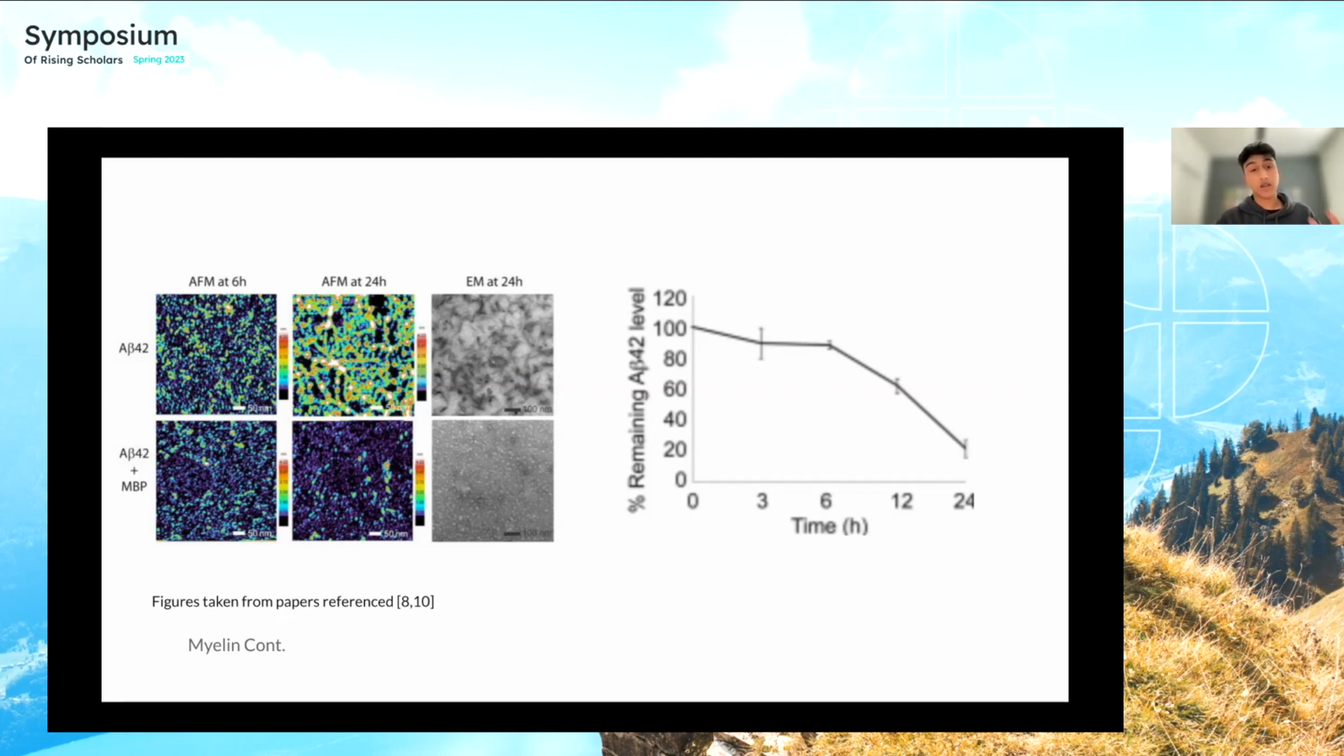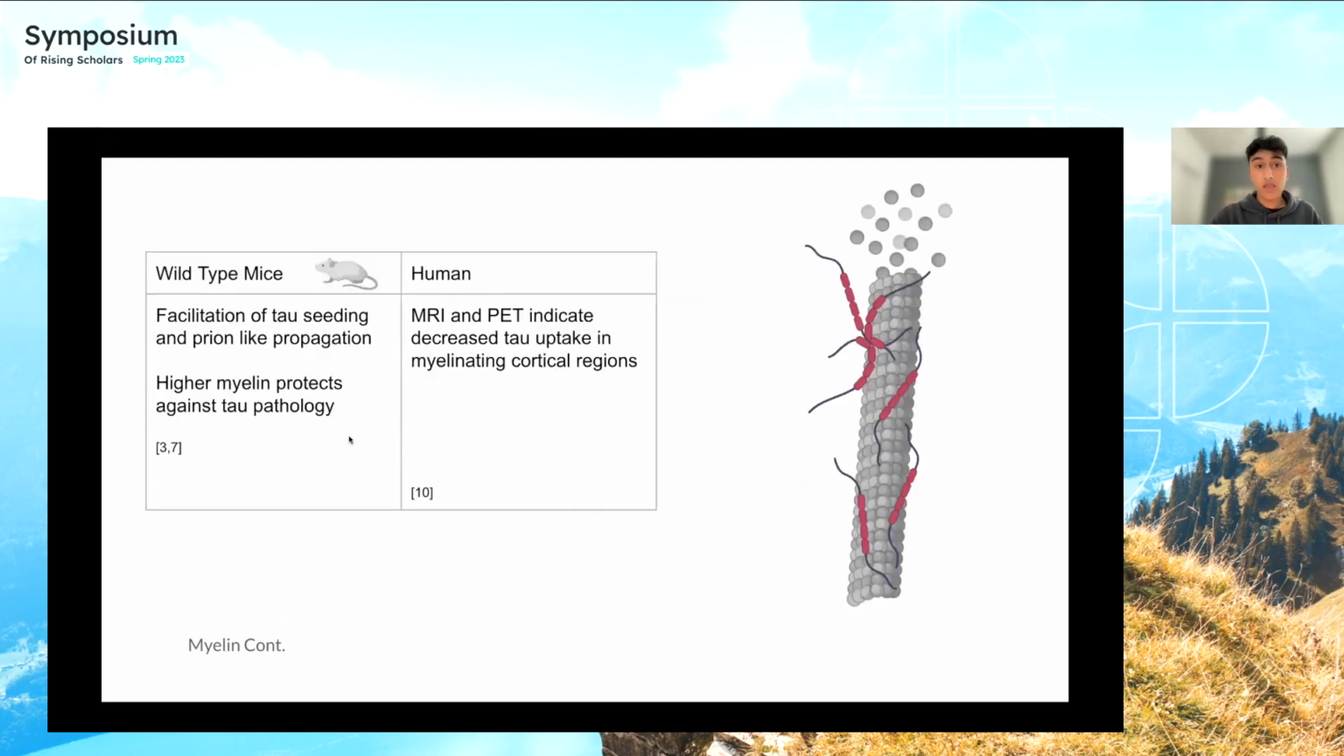However, with myelin breakdown and oligodendrocyte dysfunction in aging, there's probably some role that oligodendrocytes play where this amyloid beta is allowed to start aggregating. And then finally, with tau in wild-type mice, it was noted that oligodendrocytes were actually taking tau from certain parts of the brain and spreading them to other regions, so kind of propagating this pathology.